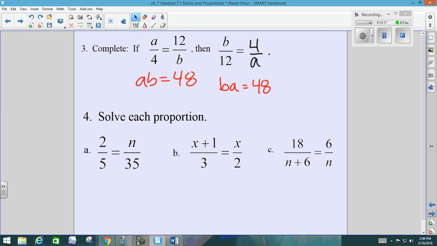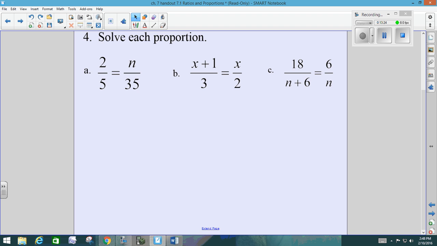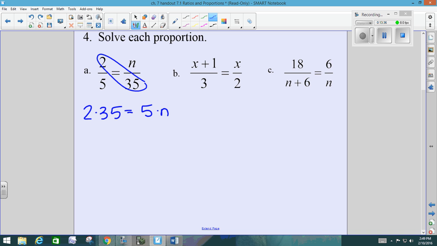Okay, number 4. Actually solving the proportion, solving for the variables in here. First one, 2 is to 5 is n is to 35. Cross multiply the extremes, those are your first and last terms. So you do 2 times 35 equals the product of your means, 5 times n. And what's 2 times 35? Equals 5n. How do we move our 5 over?